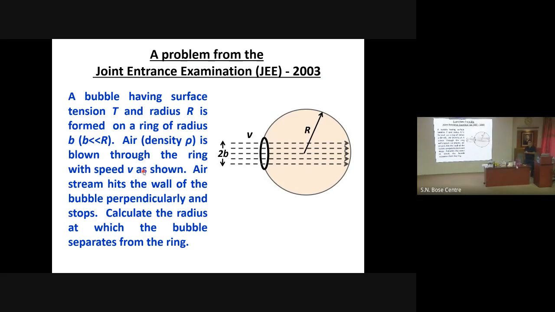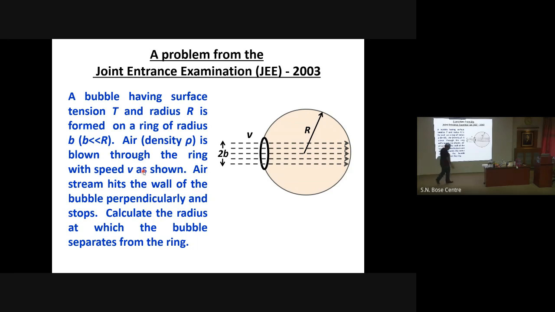So I take you back to 2003, and your student who made this problem for JEE. We are killed for that. People say, but 80% of the students solve it. And the problem was: a bubble having surface tension T and radius R is formed on a ring of radius r less than R. That's what we're doing right now. And the air is blown with some speed V. The air stream hits the wall perpendicularly. Calculate the radius. Right? This again.